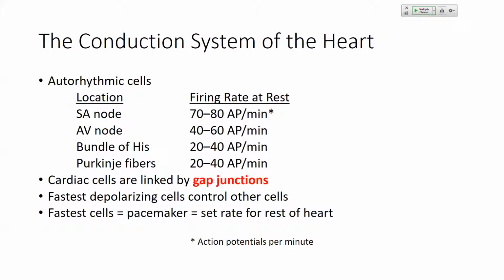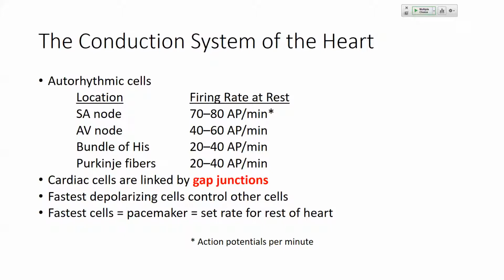Now let's look at the rate of these cells before we draw this out. The autorhythmic cells, we mentioned the SA node, AV node, the bundle of His, and the Purkinje fibers. Now, as you can see, the firing rate is basically how fast these cells are generating action potentials. How many action potentials per minute? The fastest of those is going to be the SA node. That's the main timekeeper of the heart, the main firing rate of the heartbeat.